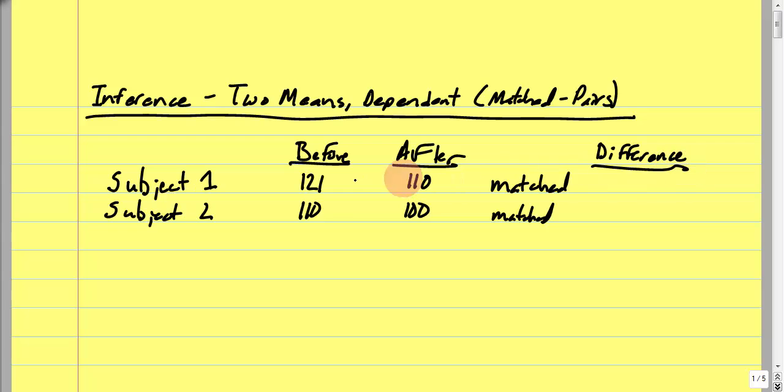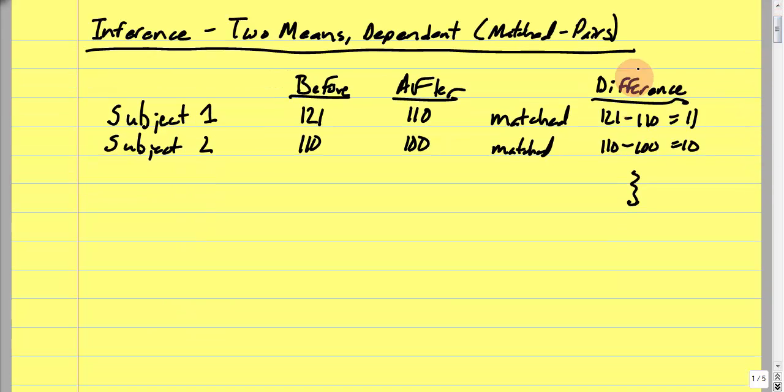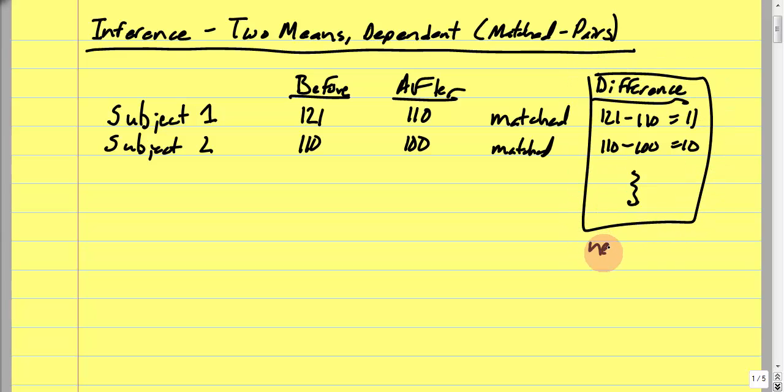So we take the difference of each of these. So we take 121 minus 110, and in this case that would be 11. 110 minus 100 would be 10. And then we would keep doing this for all of our subjects, let's say up to 10 subjects or something. Then what we do is on this difference, this is our new data set. So this makes up our new data set.